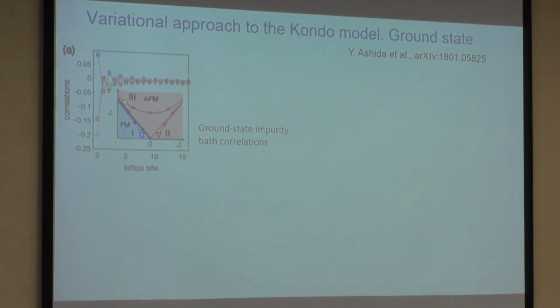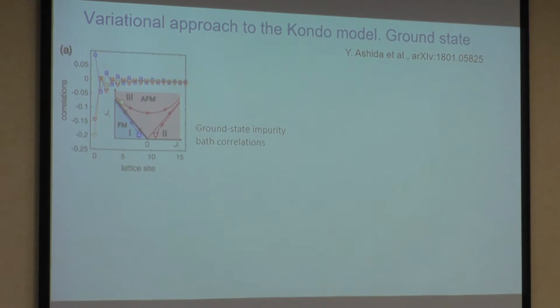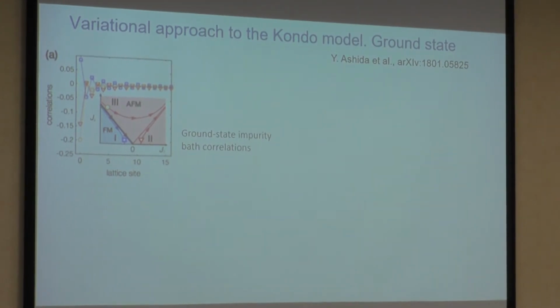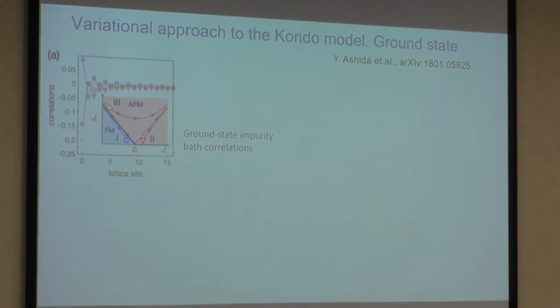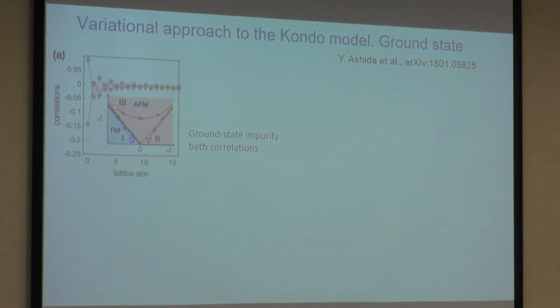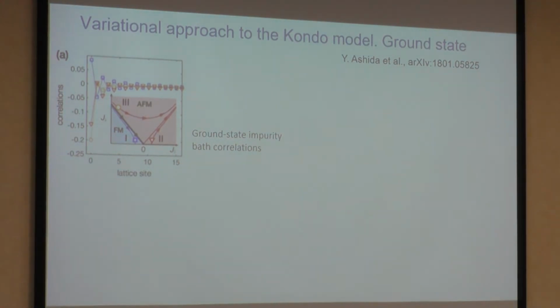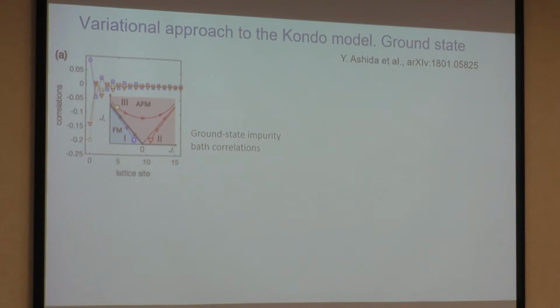And in order to test what we're actually getting, we calculate correlations between the impurity spin and the spin of electrons at the position of the impurity. Basically, we're asking: we have an impurity spin and the spin of the electron, so are they pointing the same way or the opposite way? That's what's shown here. This is a triangle, so you see that they're anti-correlated. That's what we expect. It's the antiferromagnetic regime.